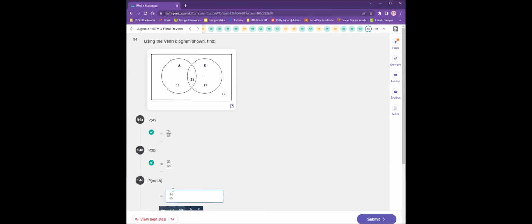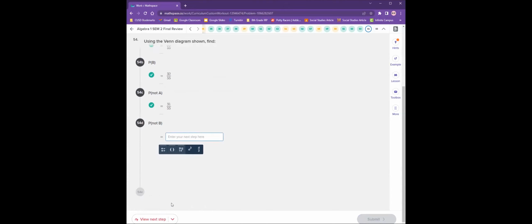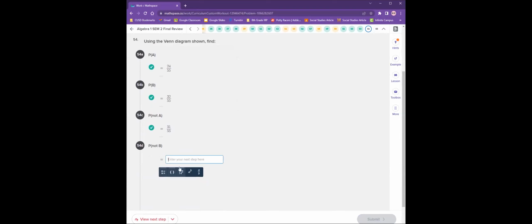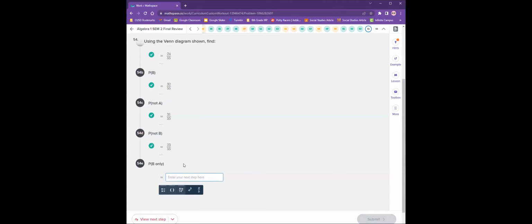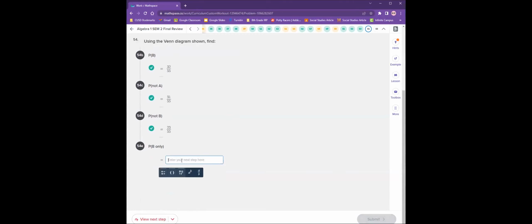So it'd be 31. There's also this, the A and not A add up to 1. So if you take your answer from part A and subtract it from 1, you get 31 out of 55. Yeah. So to ask for not B, you can take 1 minus 32. It'd be 23. Okay. B only. So just B, so nothing else.